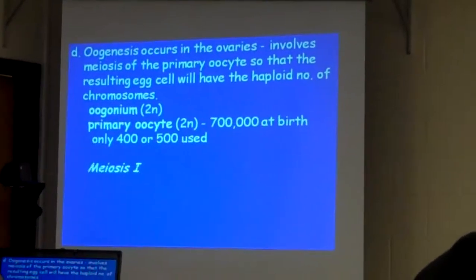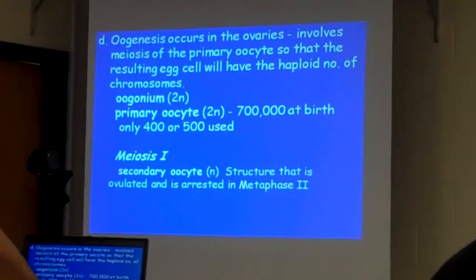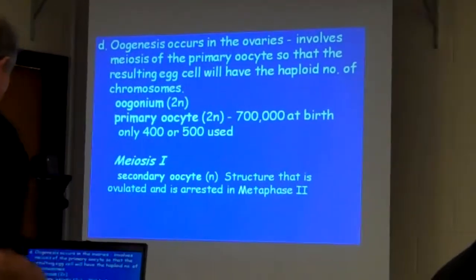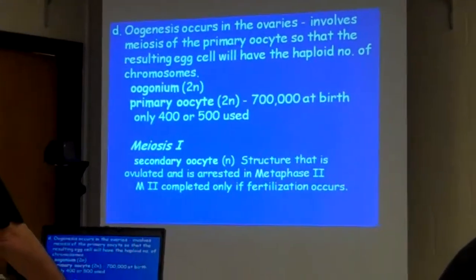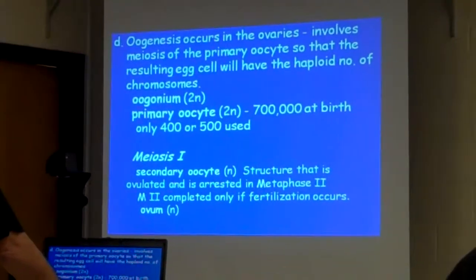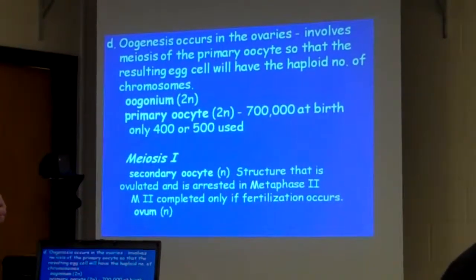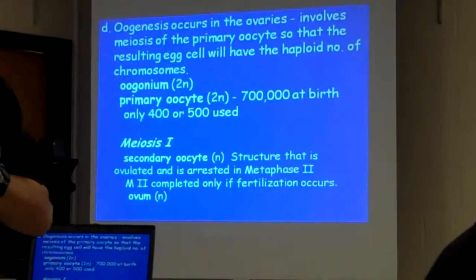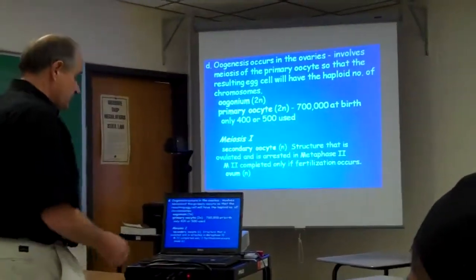All right? And then this will just say meiosis 1, secondary oocyte structure, re-emphasizing that is the structure that is ovulated and arrested in meiosis 2. Meiosis 2 is completed only if fertilization occurs. If fertilization occurs, then that secondary oocyte will divide through a mitotic type of event into the ovum and a polar body, and the polar body disintegrates in most situations, okay?